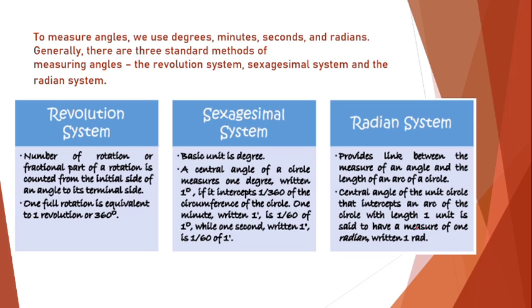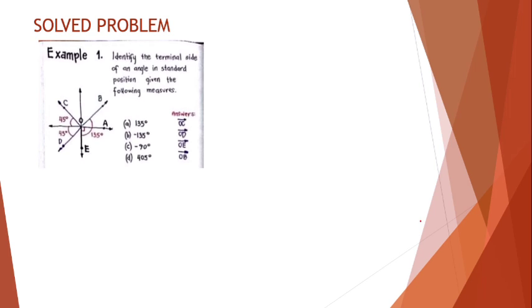Okay. So para sa explanation, let us proceed. Solve problem. So sa example 1 natin, identify the terminal side of an angle. Remember, this is our initial side. So, ang terminal side nyo, ito. The terminal side of an angle in standard position, given the following measures. In 135 degrees, your terminal side is side OC.